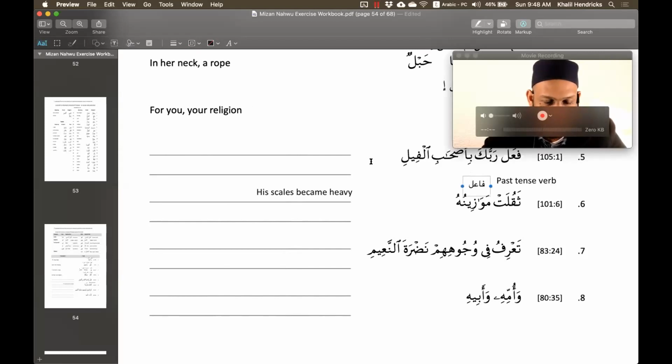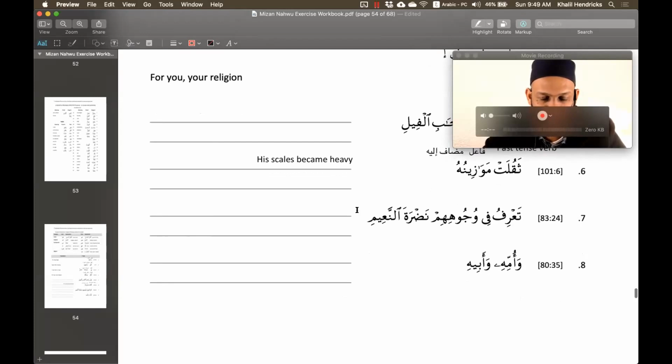Now here's a tricky one. What is the hu? Good. So the hu is going to be the mudafun ilayhi. Why is that? Because whenever we have an attached pronoun on an ism, it's always mudafun ilayhi. So what became heavy? The scales of him. You with me? Or his scales. The scales of him or his scales became heavy. Good.